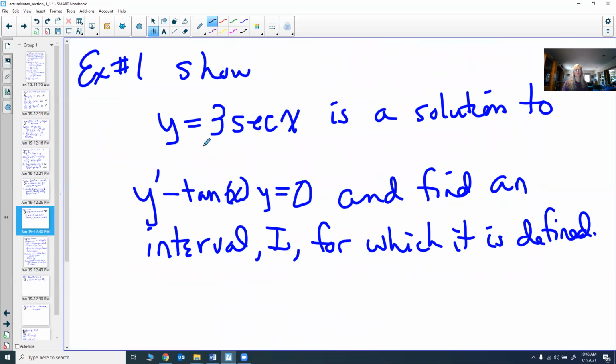So let's look at this example. Let's say we want to show that y equals 3 secant of x is a solution to y prime equals tangent of x times y, and we want to find the interval I for which it is defined. To do this, we need to find out if this does in fact satisfy it, which means we plug it into this differential equation. I'm going to put 3 secant x in for y, but I also need y prime. So I need to find out what y prime is first.